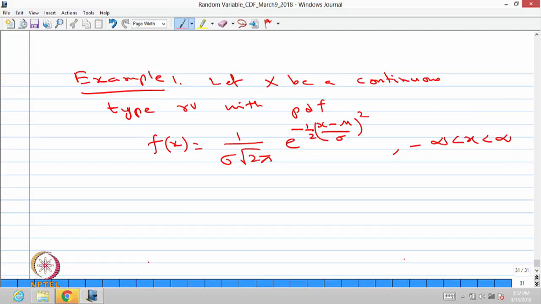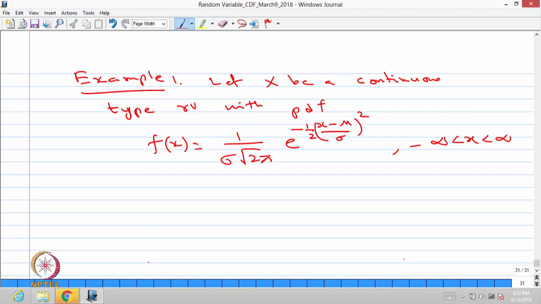So, this is a probability density function of a continuous type. Later we are going to call it the normal distribution when we are discussing standard distributions. So, now we will keep it as a continuous type random variable with the probability density function 1 divided by sigma times square root of 2 pi e power minus 1 by 2 x minus mu by sigma the whole square.